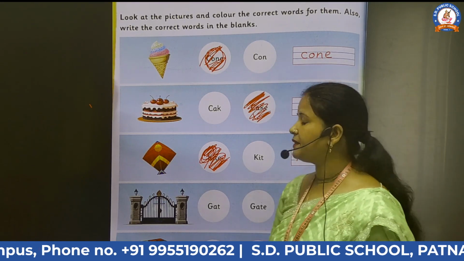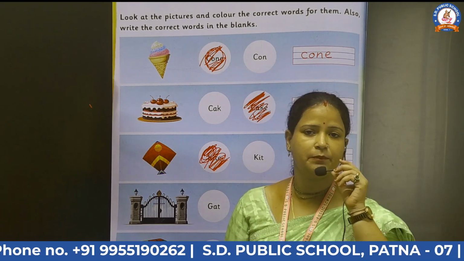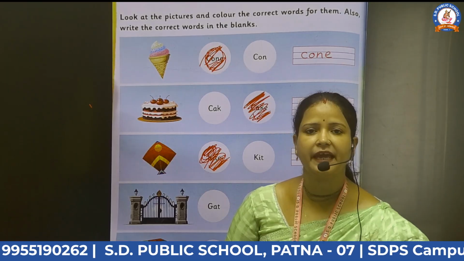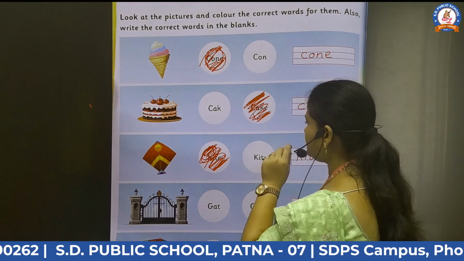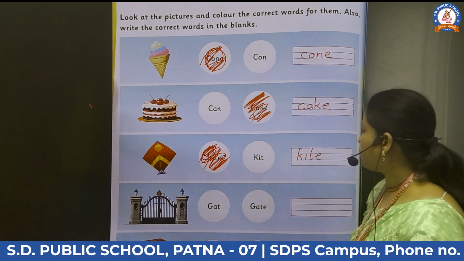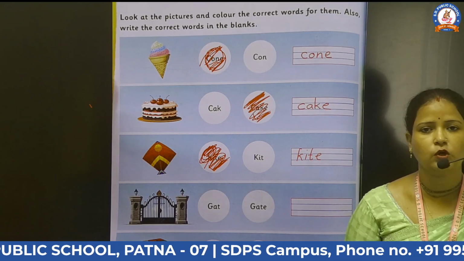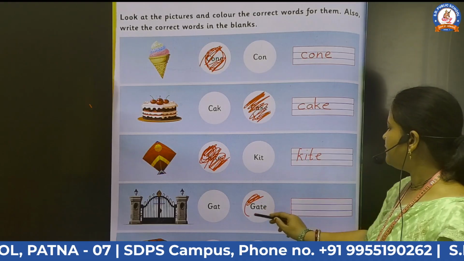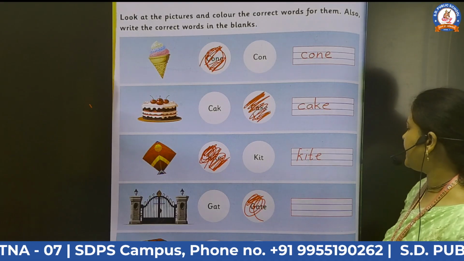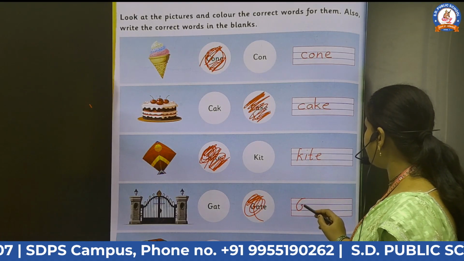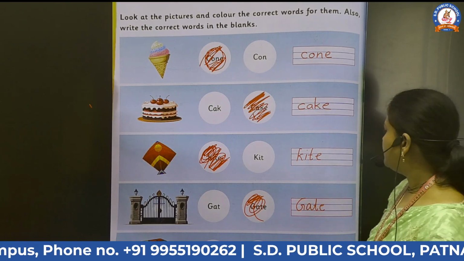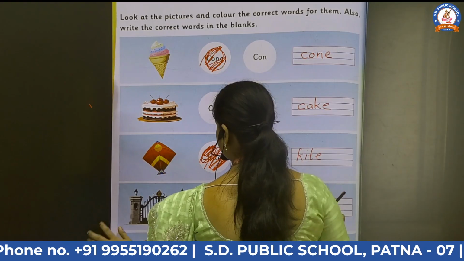Next picture, this is the picture of gate. And what is the spelling of gate? G-A-T-E. So which one is correct? This one. So we will color this word, this circle, and again we will write the correct spelling in this blank.